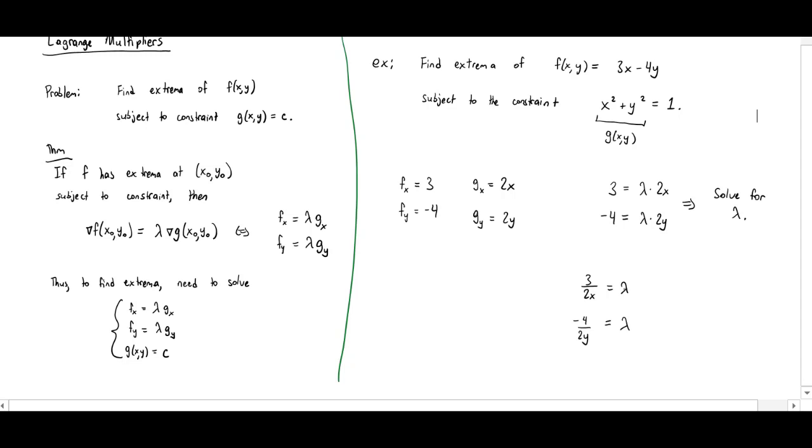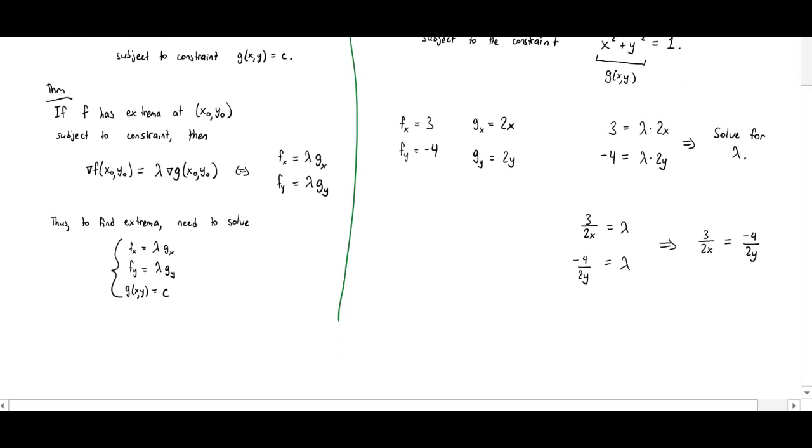So once I do this, the idea is I have 2 expressions which are equal to lambda. Therefore, they should be equal to each other. So I can say 3 over 2x should be equal to negative 4 over 2y. And then from here, I'm just going to cross multiply and simplify a little bit. So that'll be 6y is minus 8x.